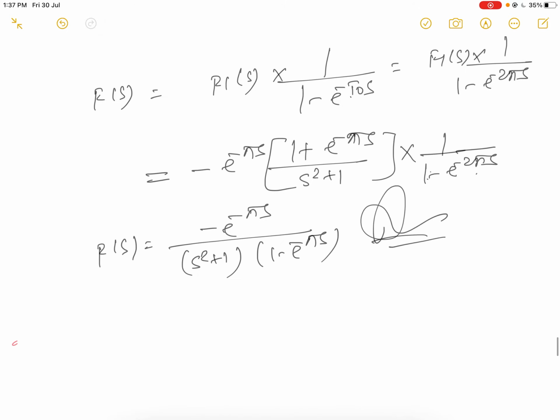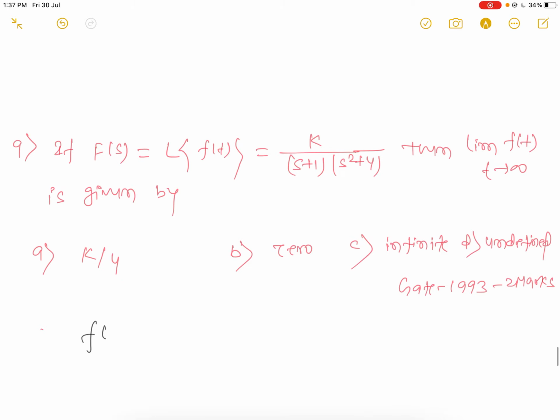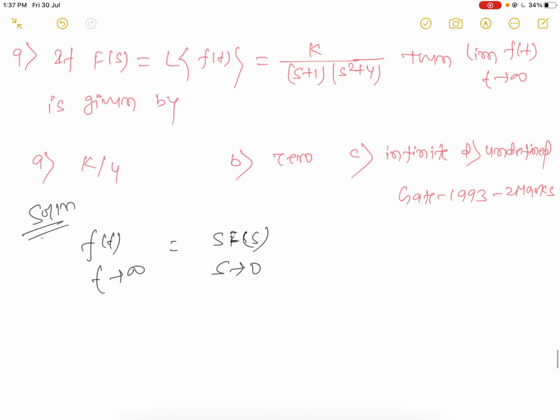Okay, now come to the next question. F(s) is the Laplace transform of f(t), equal to k upon (s plus 1)(s square plus 1). Then find f(t) as t tends to infinity in the time domain. What will happen? For f(t) in the time domain at infinity, the solution uses s F(s) as s tends to 0. Okay, now check it.